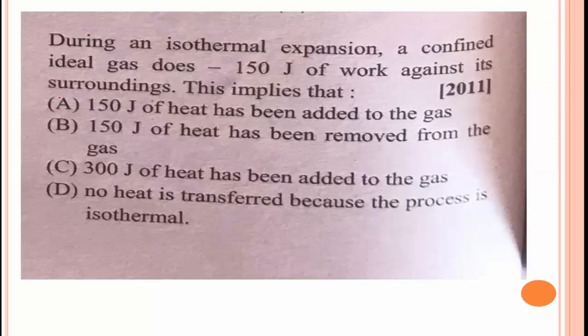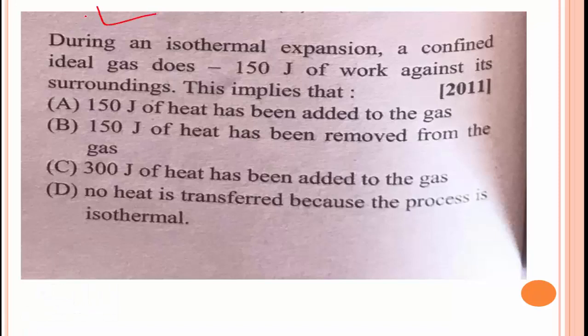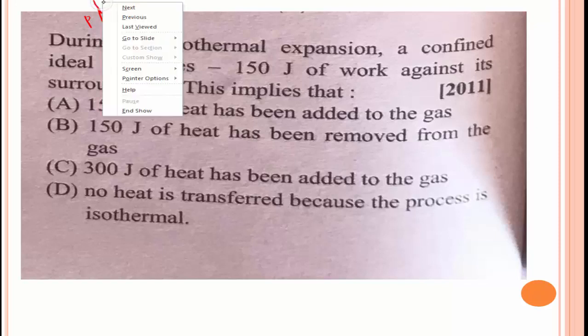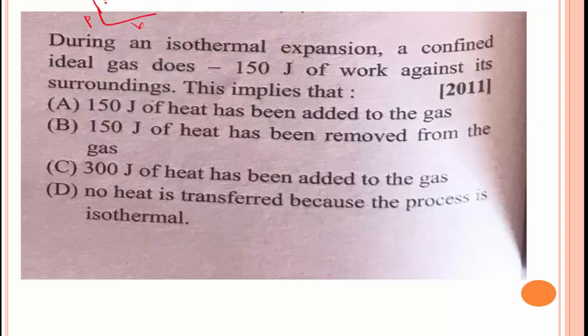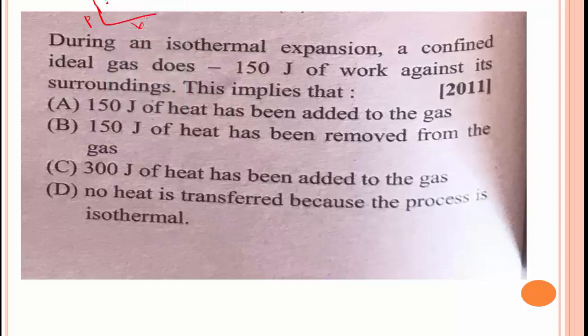The next problem, during an isothermal expansion. Suppose you consider the PV diagram. This is the PV diagram. Initially you have considered 1 mole of an ideal gas situated at this point. Due to isothermal expansion, the pressure value decreases and the volume value increases. This expansion is called isothermal expansion.